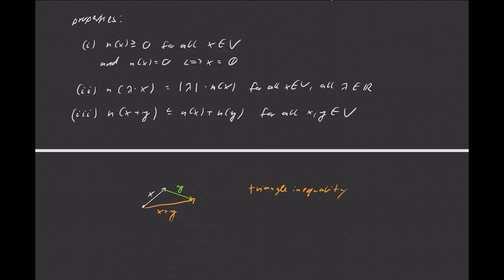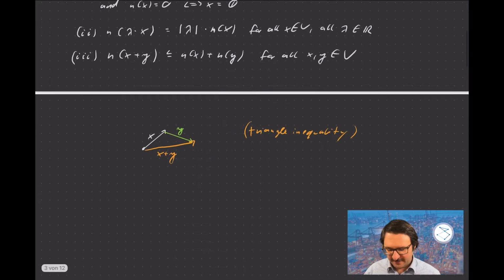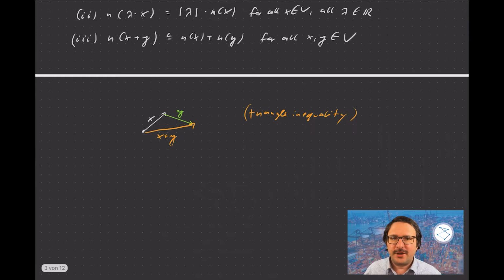The reasons for this name should be obvious once you look at this picture here. So basically that's all that we want. If a function n has these properties, then we can use it as a length measure on a vector space. And there is, of course, a length measure that we usually make use of in R to the n, so we introduce that. But before that, a quick notation.